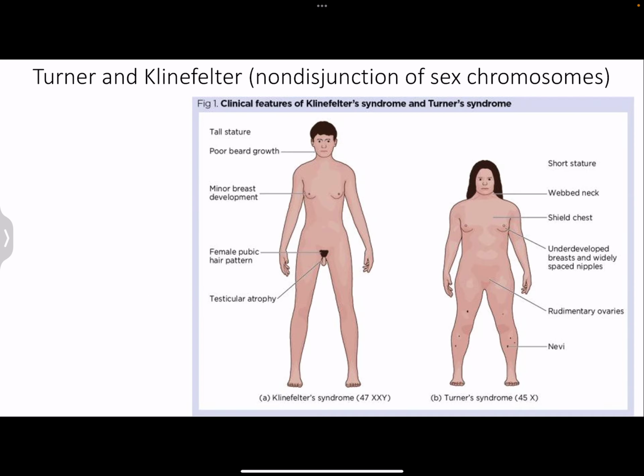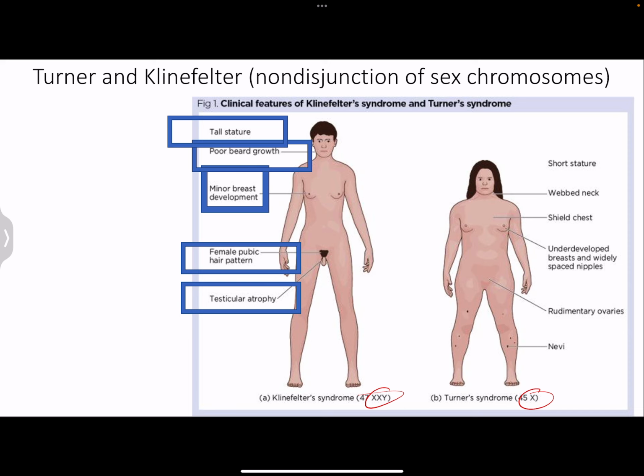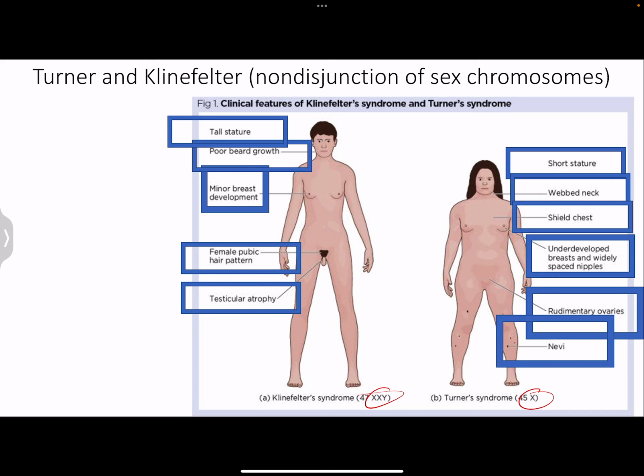So Turner and Klinefelter. This has to do with non-disjunction of the sex chromosomes. Klinefelter is XXY, and then Turner syndrome is X0. So there's not a second X chromosome, it's just one X. These are for Klinefelter's, and these are for Turner syndrome. For Turner syndrome, I would say the web neck and the shield chest are going to be real big standouts in a vignette.